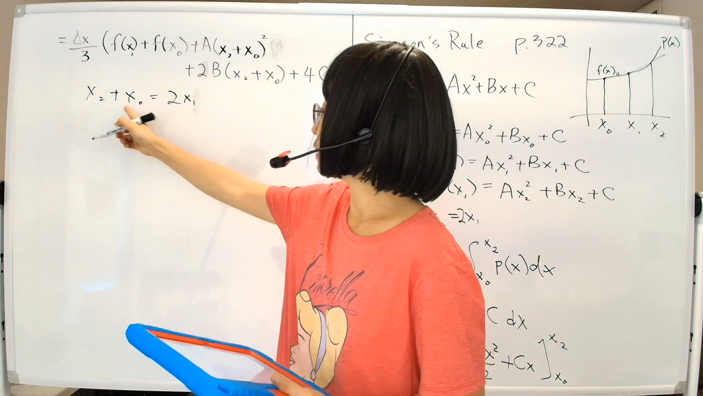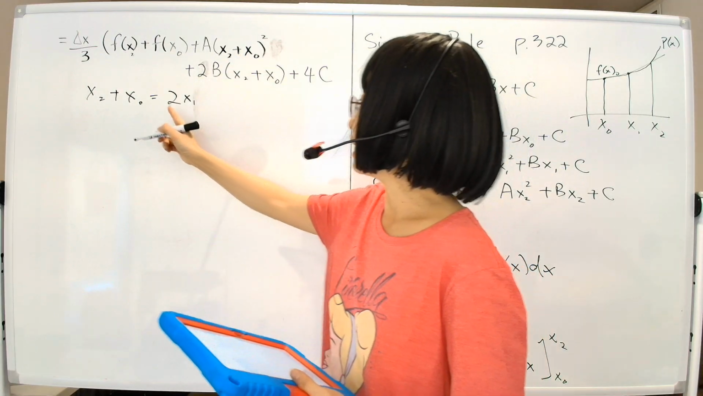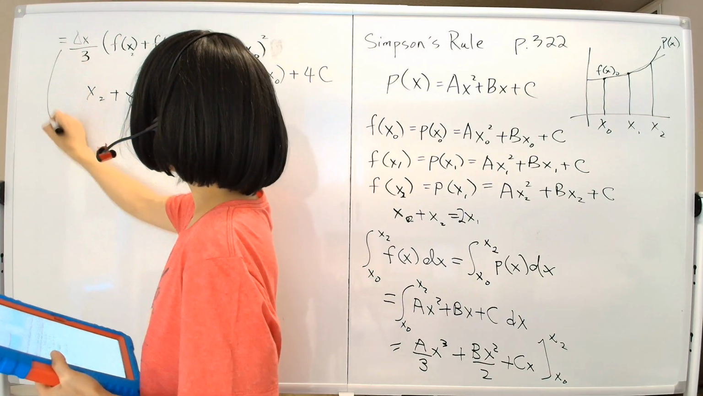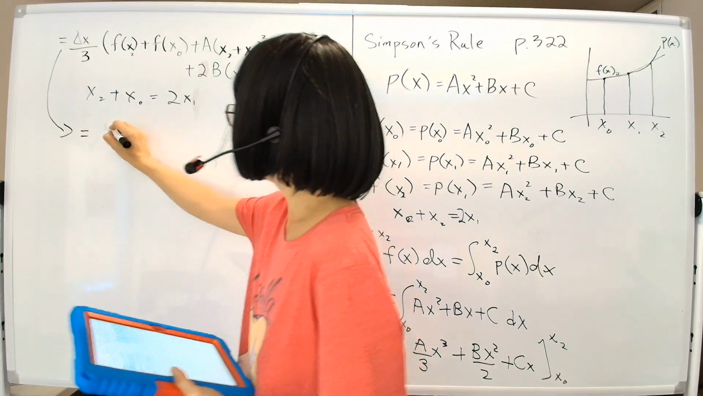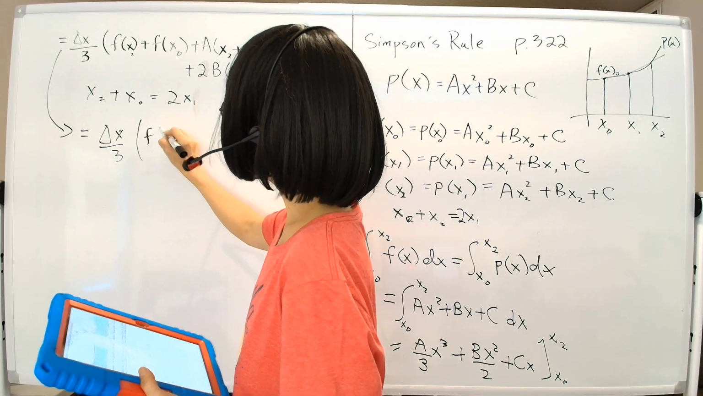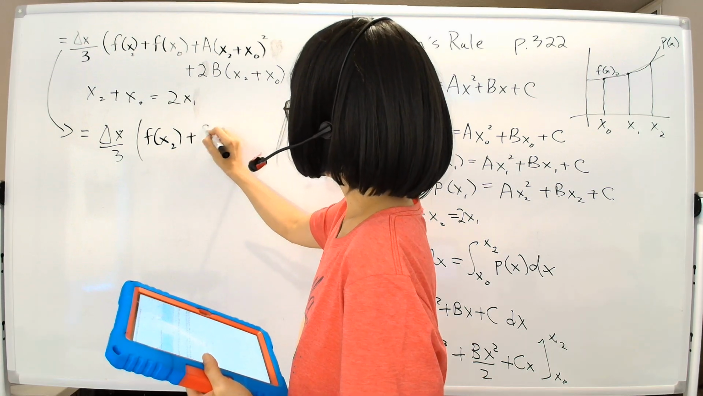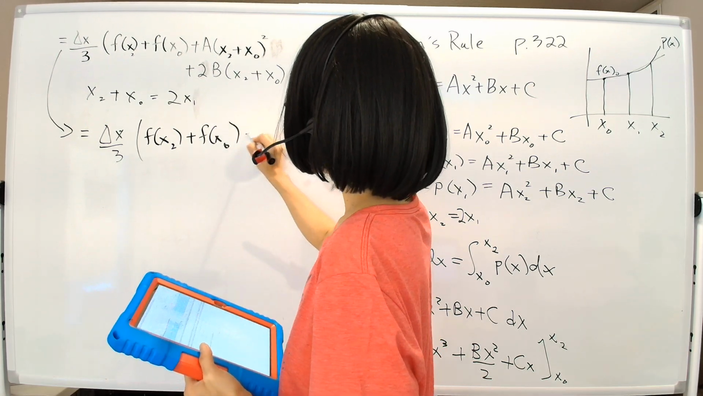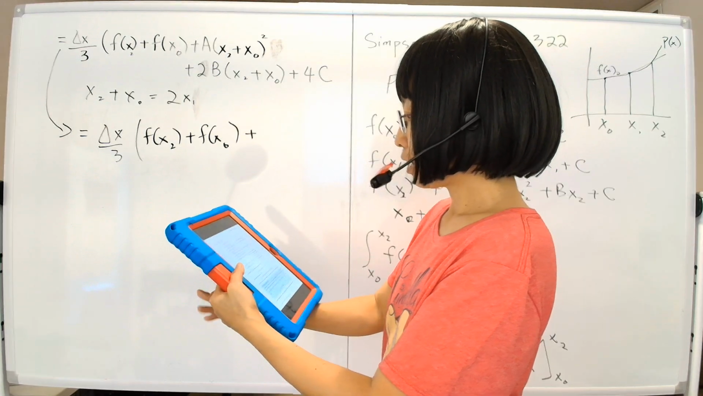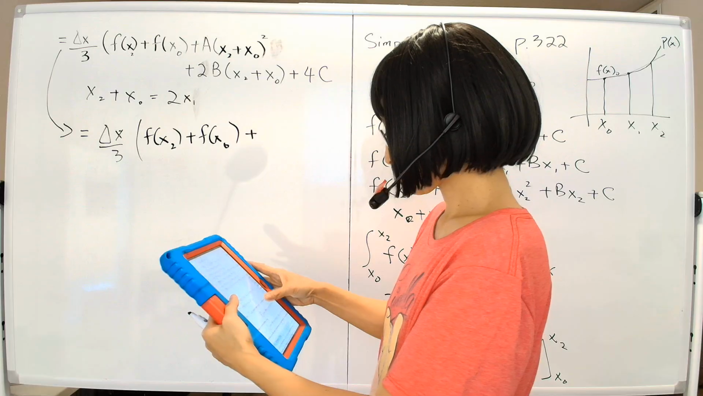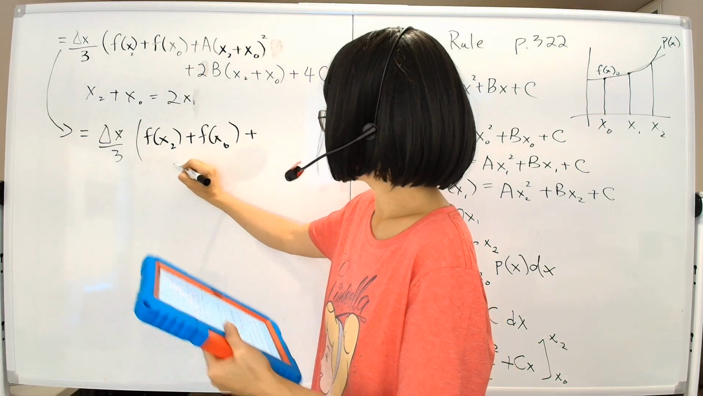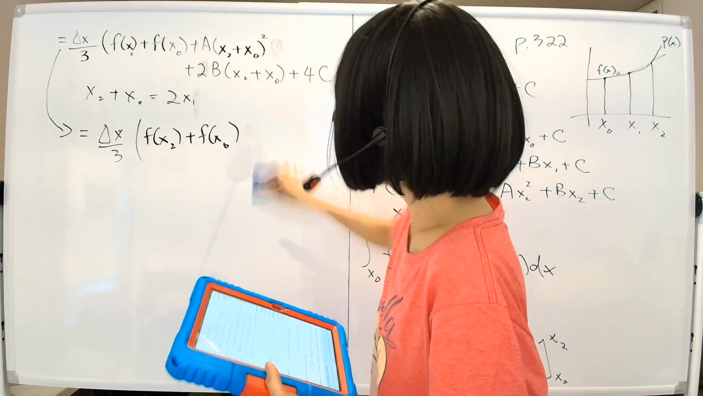And see, there's x2 plus x0 right here, right? And again, x2 plus x0 right here. So we're going to plug it in and then rewrite the original equation down, continuing. That becomes delta x over 3. The first two are fine, f of x2 plus f of x0. And then plus, what is that? We have A. I'll write it down here. Let's see, give me a second here.